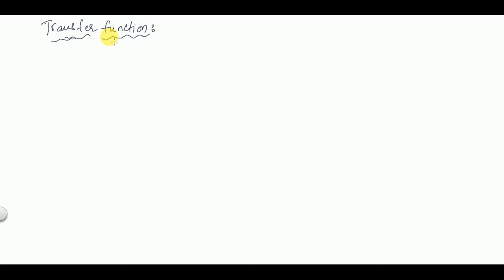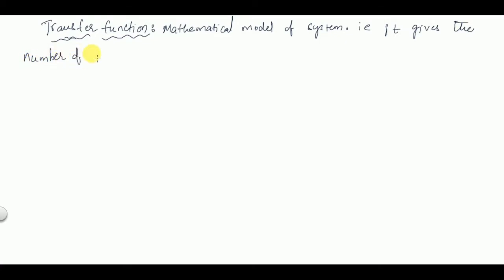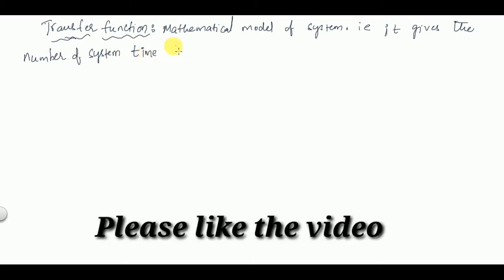Transfer function will always give you the mathematical model of the system. That means, what does it mean, mathematical model of the system? It gives the number of system time constants.